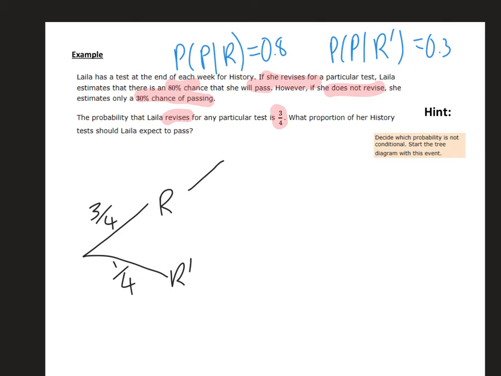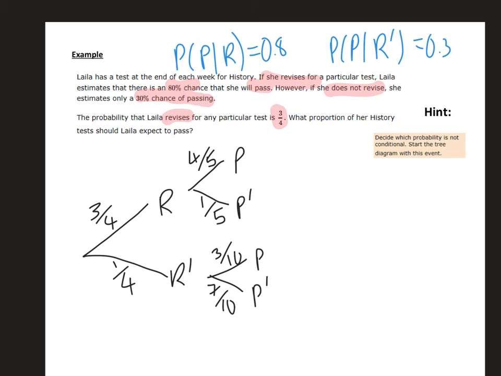If she revised, what's the probability that she passes? And what's the probability she doesn't pass? What's the probability she passes if she doesn't revise? What's the probability she doesn't pass? So if she revises, the probability she passes was 0.8. So I'm going to write that as 4/5. So the probability that she doesn't pass is 1/5. If she doesn't revise, the probability she passes was 0.3. So I'm going to write that as 3/10. So therefore, the probability she doesn't pass is 7/10. Because again, each set of branches needs to add up to 1.